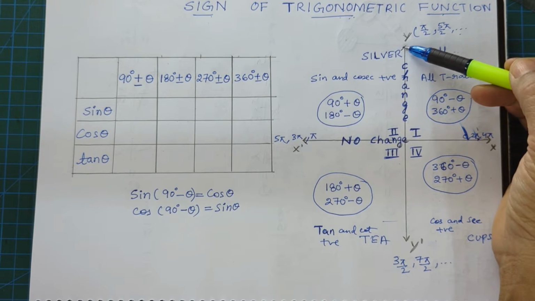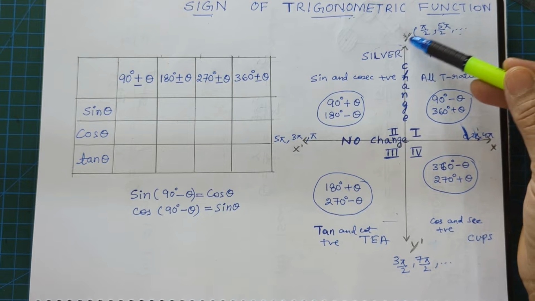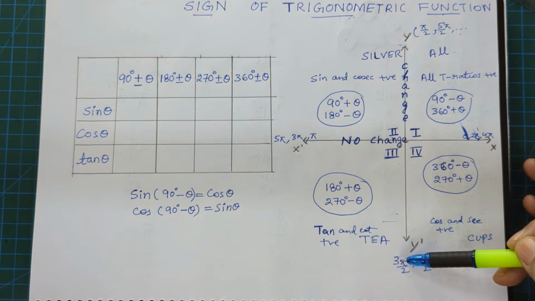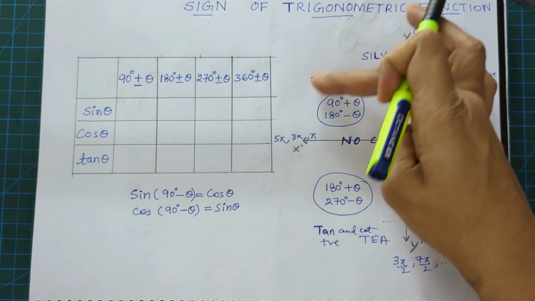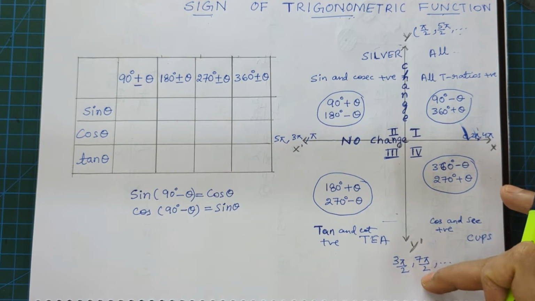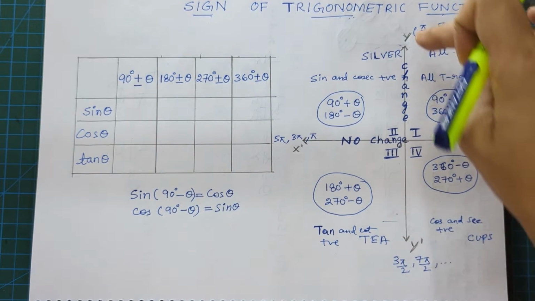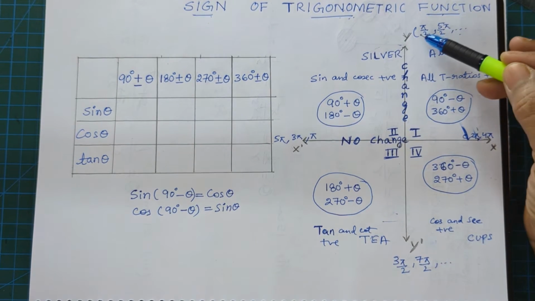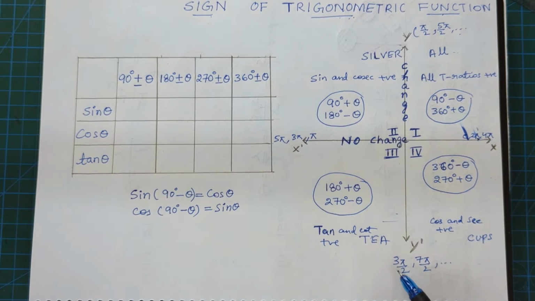How? If this is pi by 2, one pi is done, meaning pi plus pi by 2, we will get 3 pi by 2. After 3 pi by 2, another pi when we add, we come to 5 pi by 2. From 5 pi by 2, another pi when we rotate, we get 7 pi by 2. Then 9 pi by 2 will come here. Then 11 pi by 2, 13 pi by 2. So we will know that 1, 5, 9, etc. will come on positive y-axis. 3, 7, 11 will come on negative y-axis.